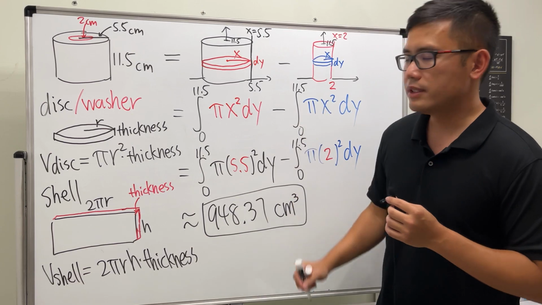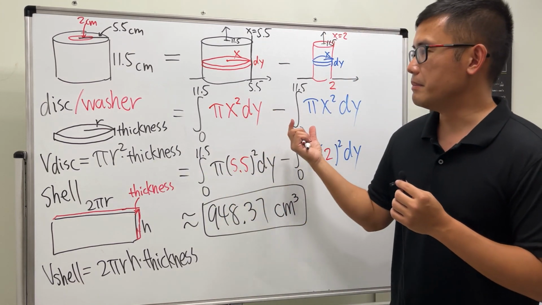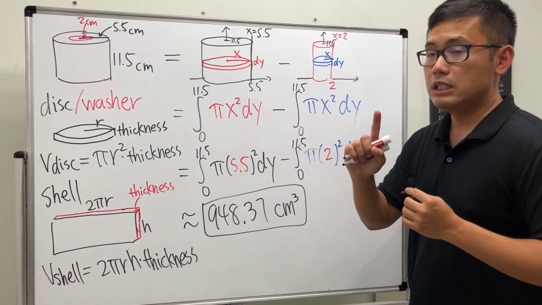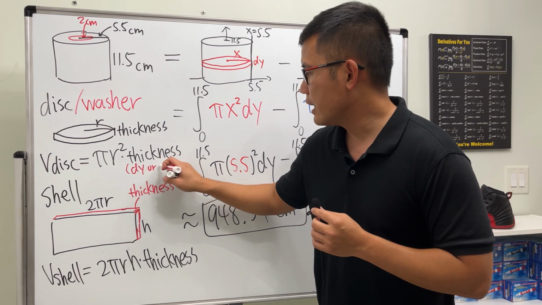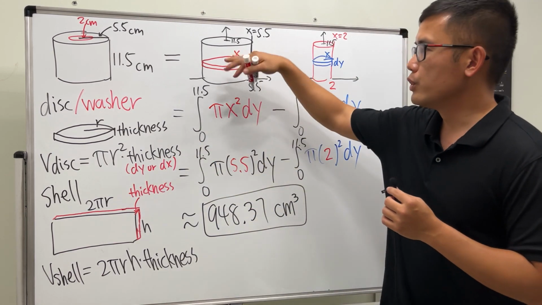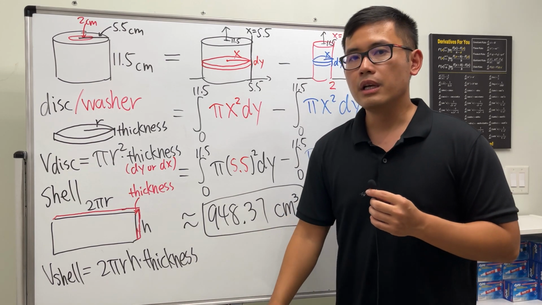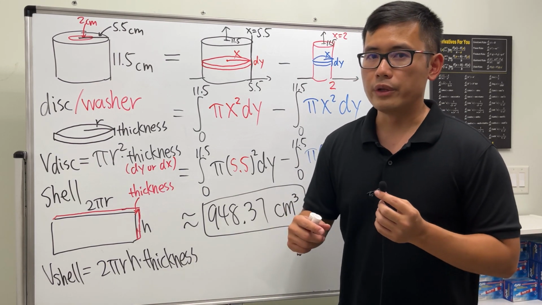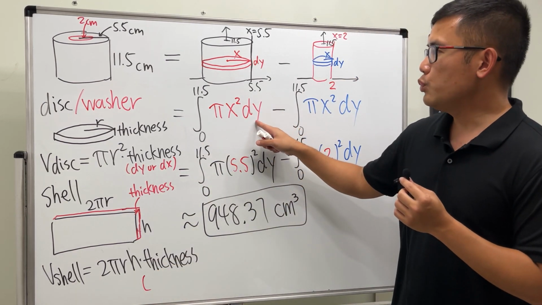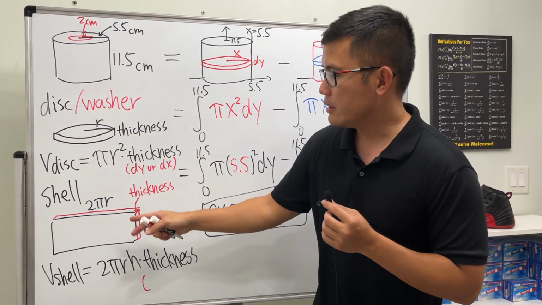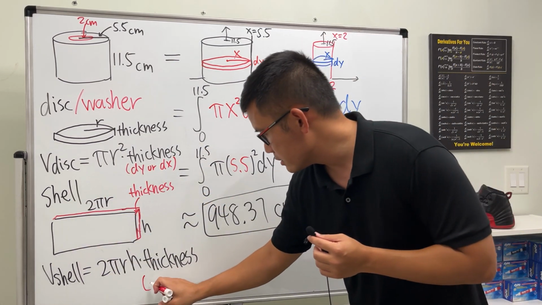You know why I haven't erased this yet? Well, earlier, for the thickness of the disk method, we had what? dy, right? So remember this right here is either dy or dx, depending on how we do the slice. Well, for the thickness right here, it's also going to be dy or dx. And the thing is, if we use dy for the disk method, then if we do the same question for the shell method, it will be dx.